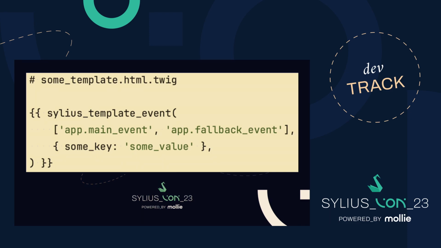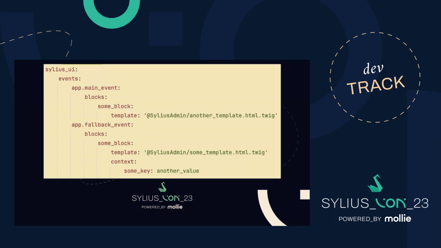And basically, we can tell it does nothing. We don't need an additional configuration. It does nothing. It does not throw an exception. Emptiness. So to make it work, we need a YAML configuration. And here's an example configuration for YAML, where we have a configuration for app.main event and app.fallback event. And as I told you before, the order is important here.